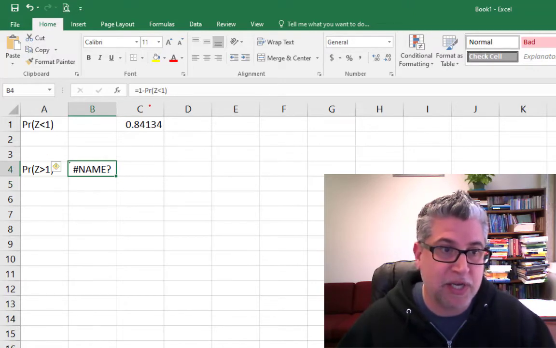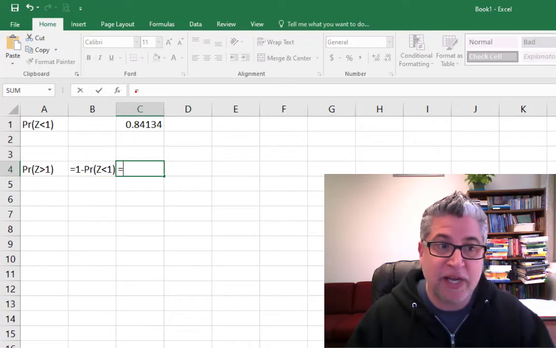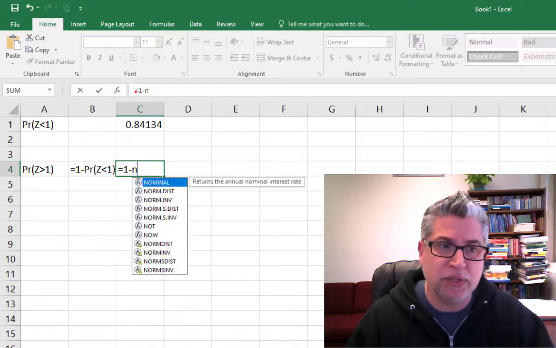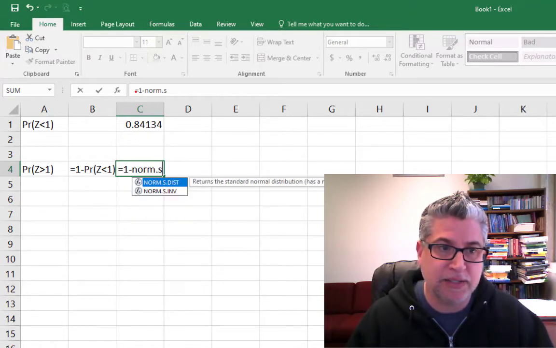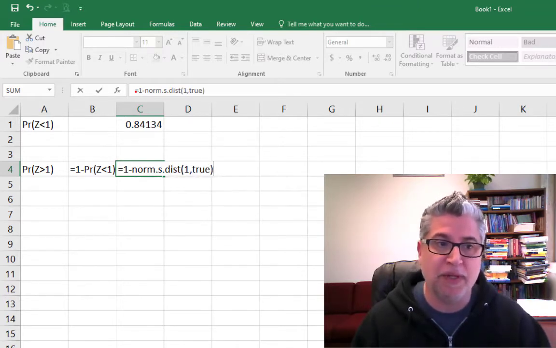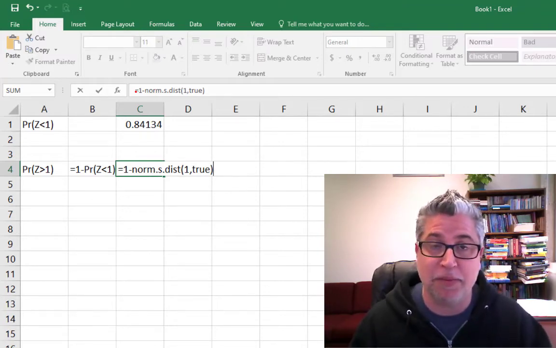Oops, no, that's just a comment. I just wanted to point out what I'm doing. So now let's key in the actual formula. We start out with an equal sign, and we do 1 minus, and then the same formula that we had before. It was norm.s.dist, probability that z is less than 1, and it's a cumulative probability.